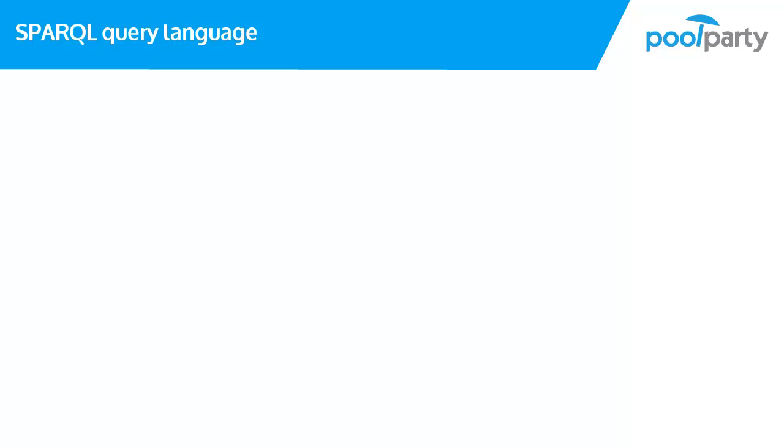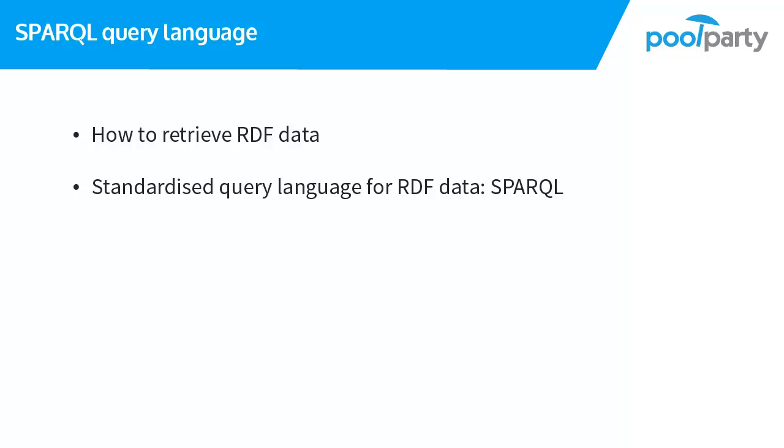Now that we have heard so much about how we can describe and encode information in RDF format, I would also like to talk about how this data can be retrieved again once you store it in RDF format. Together with the RDF data model, the World Wide Web Consortium defined a standardized query language for RDF data, SPARQL. SPARQL is a reverse acronym for SPARQL Protocol and RDF Query Language.